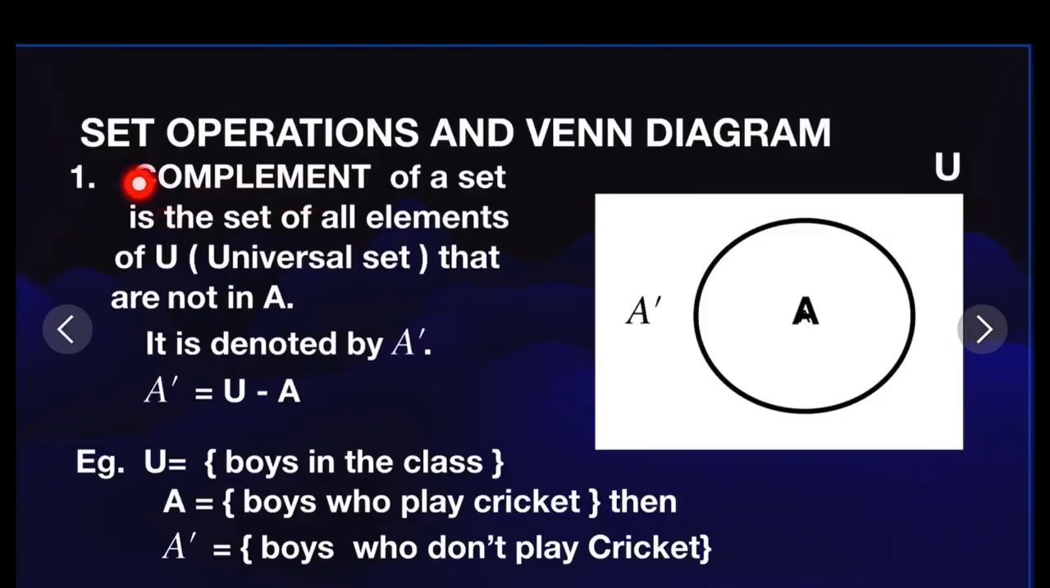Today we are going to study set operations and Venn diagram. There are 5 different operations. The first one is complement of a set, and this is how a Venn diagram looks like.